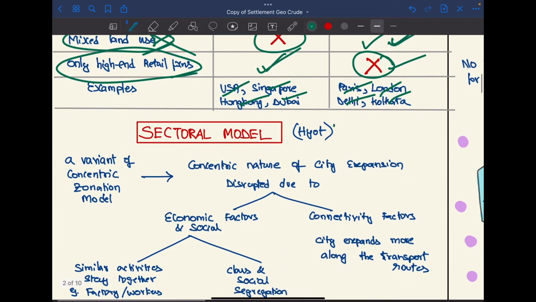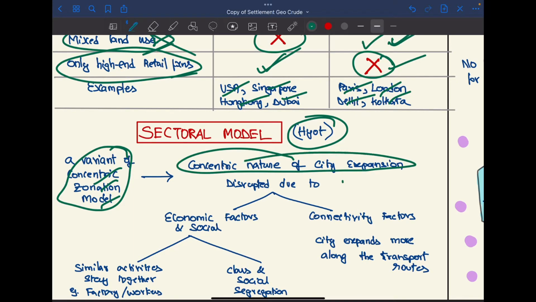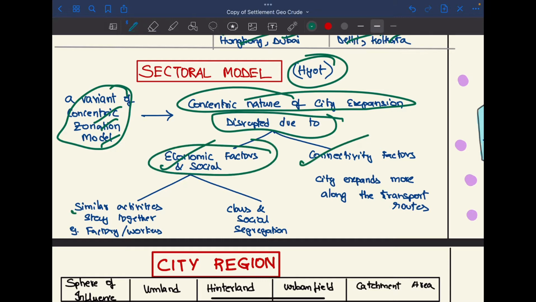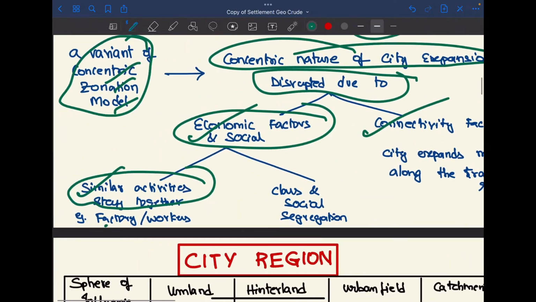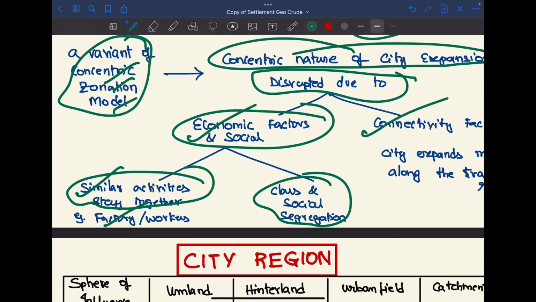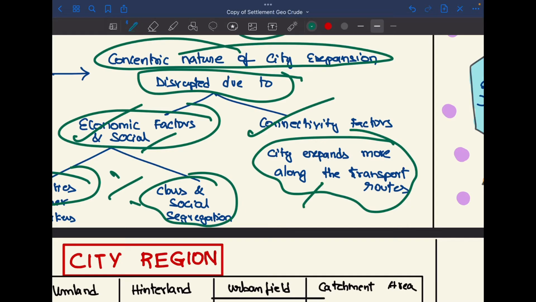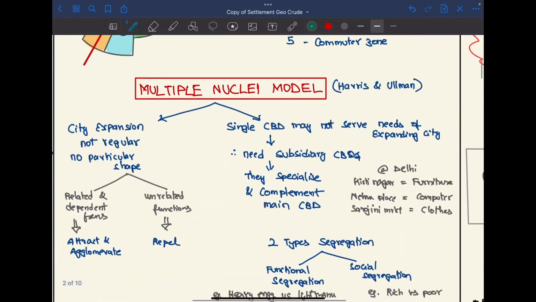Next we have the sectoral model given by Hoyt. This is a variant of the concentric zonation model. According to him, the concentric nature of the city expansion is disrupted because of two reasons: economic and social factors, and connectivity factors. First of all, economic and social factors. Similar activities stay together. For example, wherever there is a factory, there will be workers nearby. And with class and social segregation, rich and poor separate. This is the first factor. The second factor is connectivity. The transport routes also disrupt the concentric model of the city's expansion.